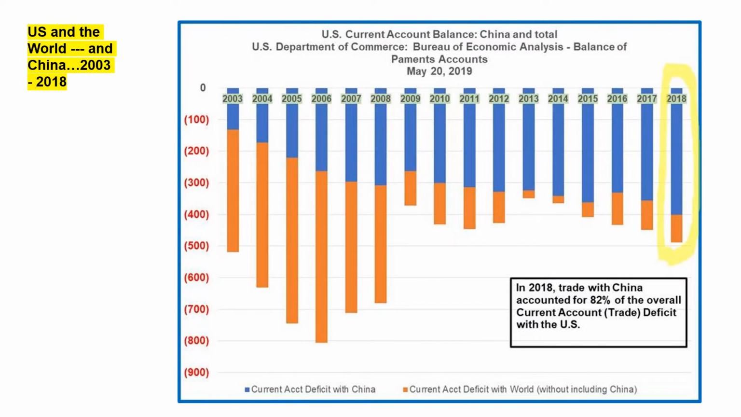So this is another representation of the same thing, with the entire bar going down, with the orange and the blue combined, that's the entire world. And the blue portion on the top is the portion of that trade deficit, that current account deficit, that is associated with China. What's interesting, of course, is that the numbers have risen over the years so far as that trade deficit with China is concerned.